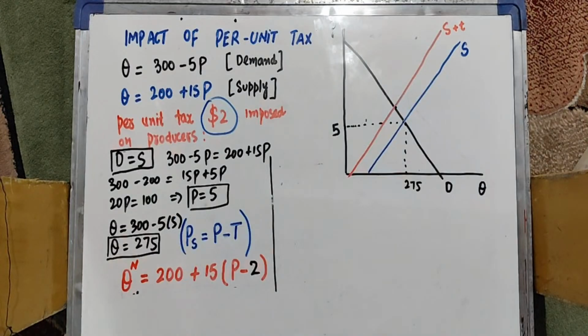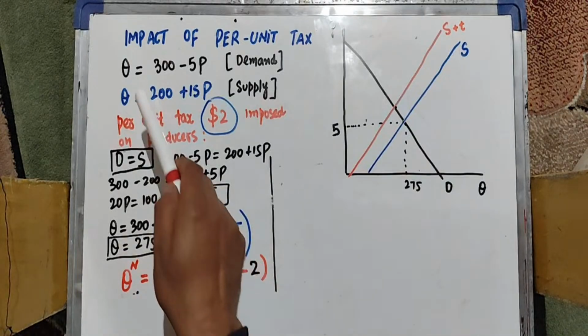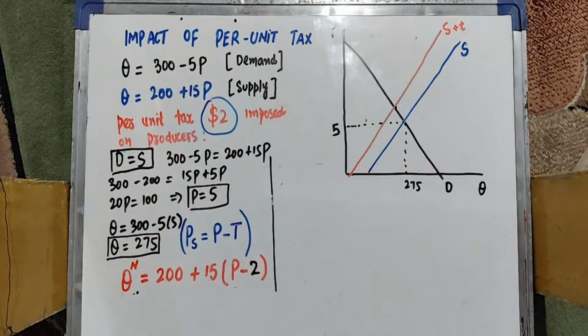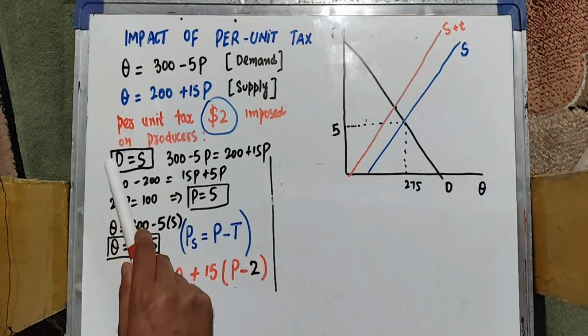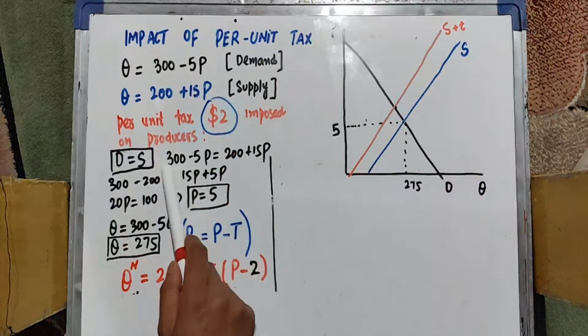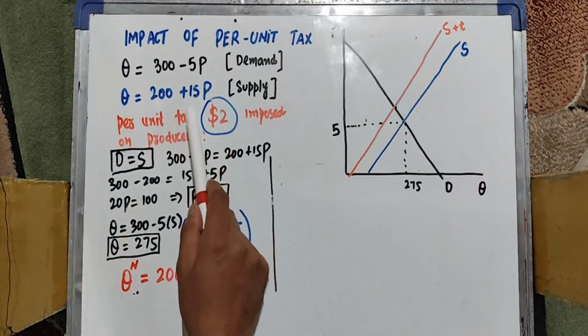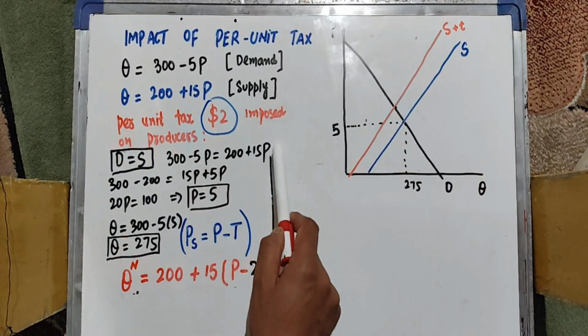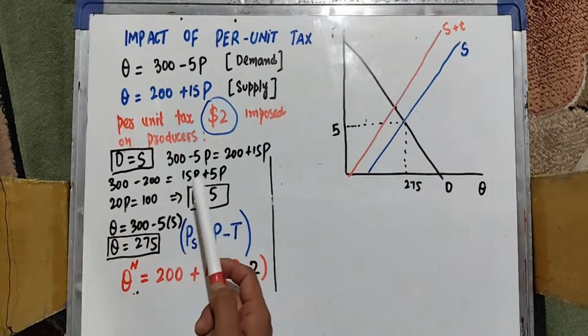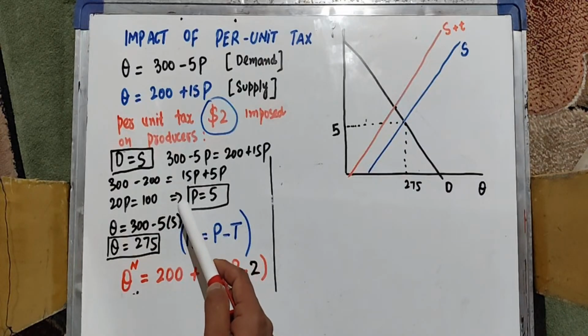For that, what we did, we found the initial equilibrium before the imposition of the per unit tax. That is, we equated the given demand and supply functions without tax. So equating demand with supply, the demand function is 300 minus 5p, and we equated it with the supply function, which is 200 plus 15p. After that, doing some basic algebra, we solved it for the equilibrium price.